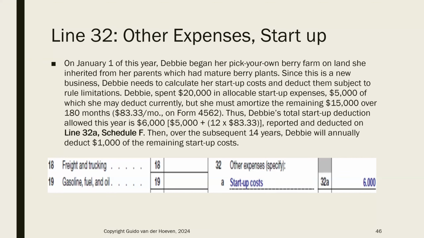So she's got $20,000 in allocable startup expenses, $5,000 of which she can deduct currently. She has to amortize the remaining $15,000 over 180 months, or 15 years, crazy. And so she's going to get a total deduction of $6,000, as you can see there. And we'd list those as startup expenses. She would get $6,000 this year in 2023, and then in 2024 and the subsequent 14 years, she'd get $1,000 as a deduction.